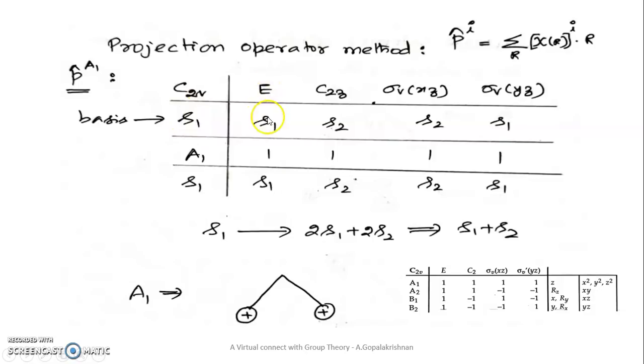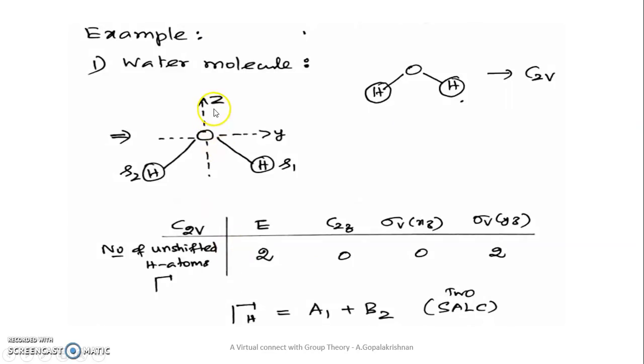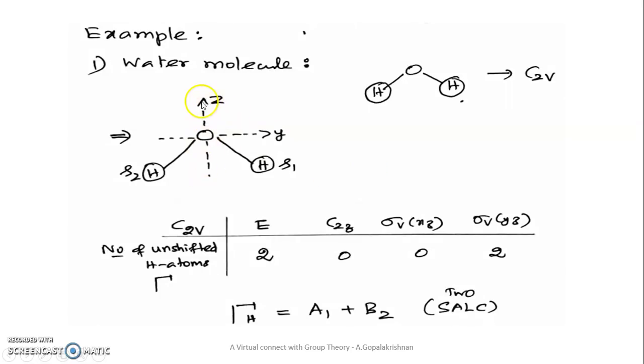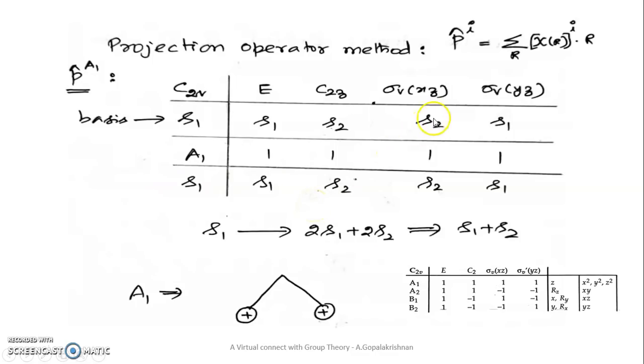If you do the identity operation, S1 remains as such. If you do C2(z), S1 will go to S2. If you do C2 rotation, this S1 will go to S2's place. So S1 becomes S2. If you do sigma v(xz), this is the sigma v(xz) plane. If you do reflection, S1 will again go to S2's place. So S1 becomes S2. If you do sigma v(yz) passing through all the atoms, S1 remains as such. Are you able to understand? So we have carried out the operations now.